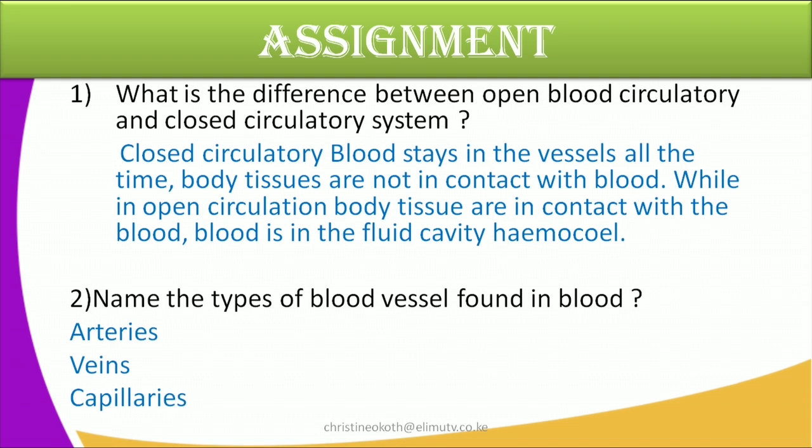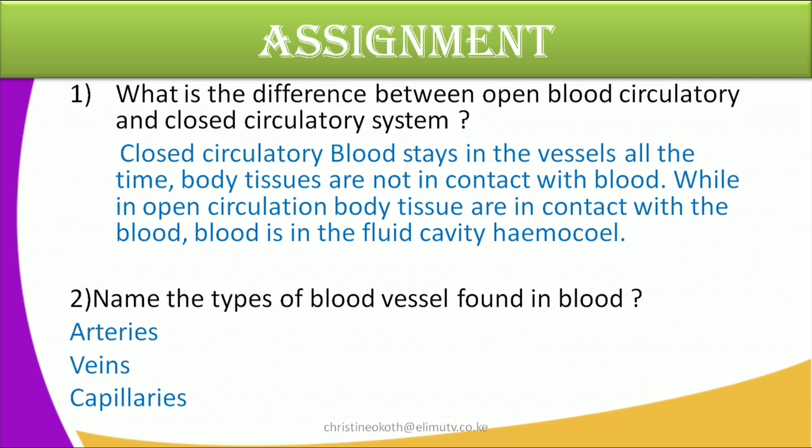So let us start by reviewing the previous assignment. In the last lesson, we were learning about the closed circulatory system and the open circulatory system. The assignment was question number 1: What is the difference between open and closed circulatory systems? And we discussed that in the closed circulatory system, the blood will always stay in the vessels all the time, and the body tissues are not in any way in contact with the blood. Whereas in the open circulatory system, the body tissues are always in contact with the blood, and the blood is in the fluid cavity that we call the hemocoel.